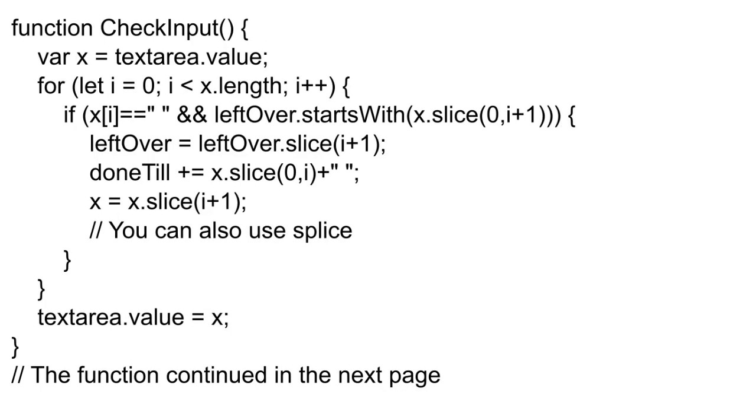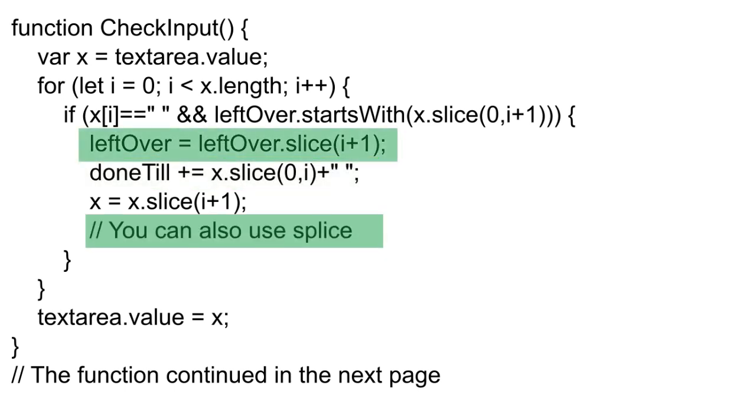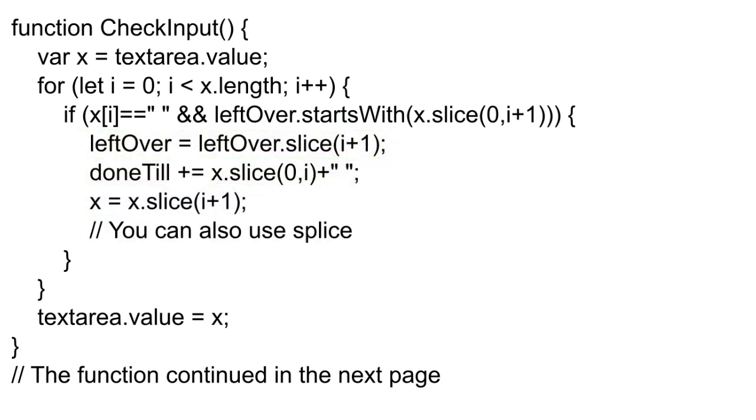Now, in that event listener function, you can update the values of done till and leftover on finding a space in the text. You should check if the value of the text area before the found space matches the beginning of the leftover variable or not. If yes, then you can add that word to the done till variable and remove that part from the leftover variable as well as the text area value.